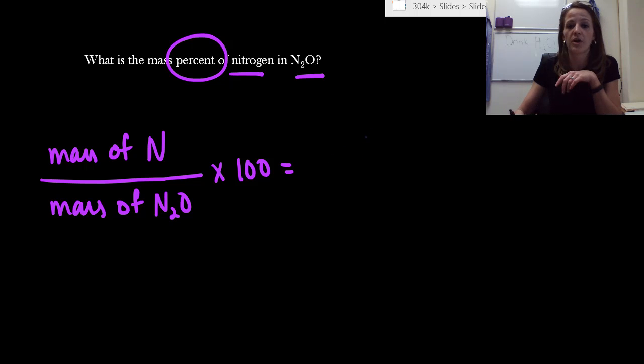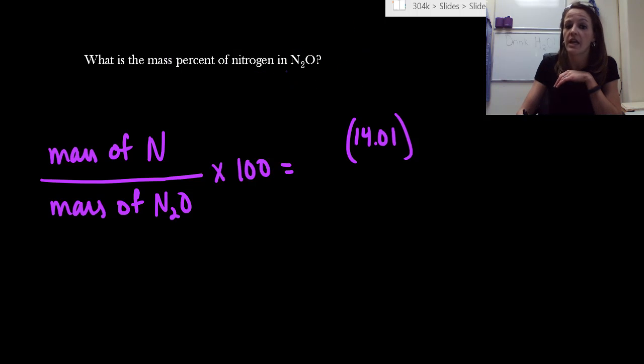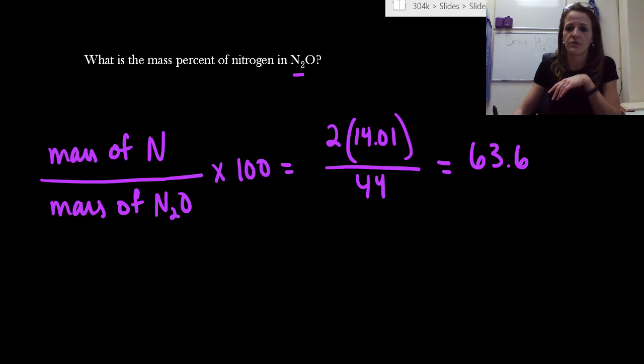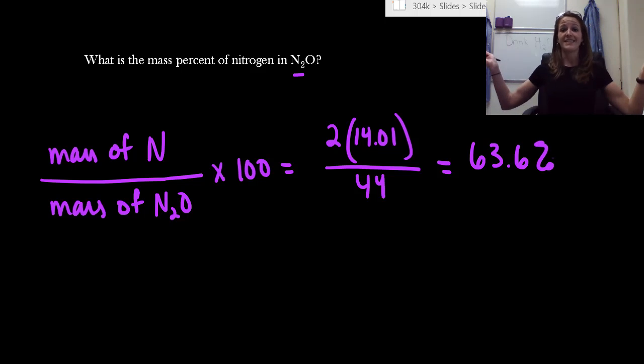All right, so then what we do is we put our mass of nitrogen above, which is about 14.01. But you have to account for how many of those atoms you actually have. So what I see here in the problem is that there's 2 nitrogens in our N2O molecule. So we have to multiply our 14 times 2. Then our mass of N2O is about 44 grams per mole. So you basically have 28 divided by 44. And if you do that properly, you should get something like 63.6%. That's it. You're done. Easy peasy.